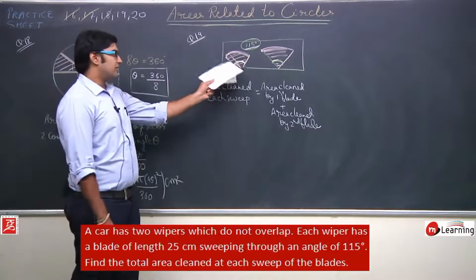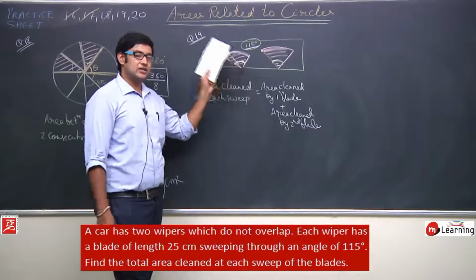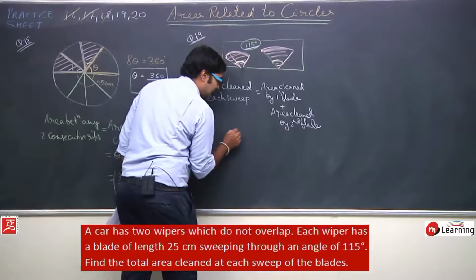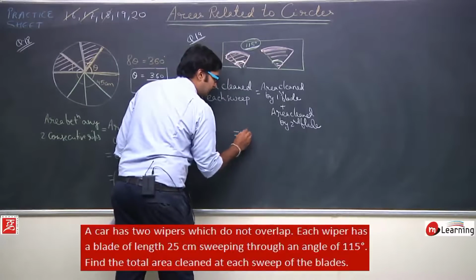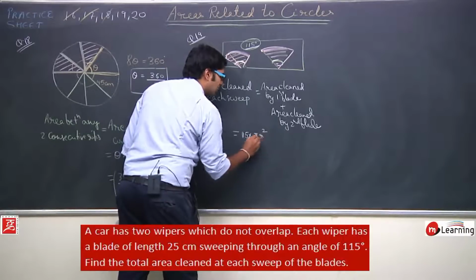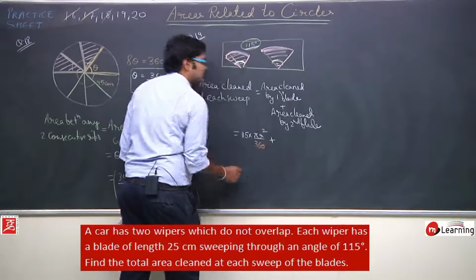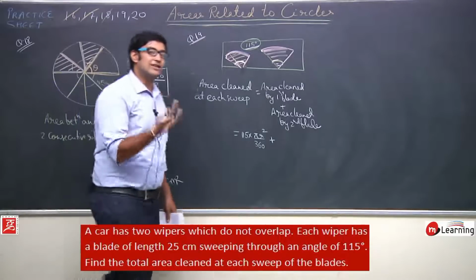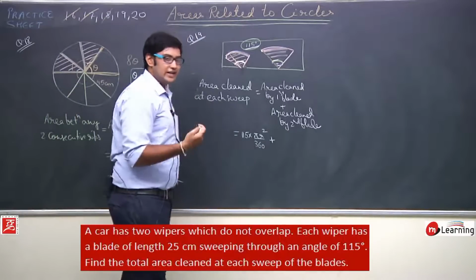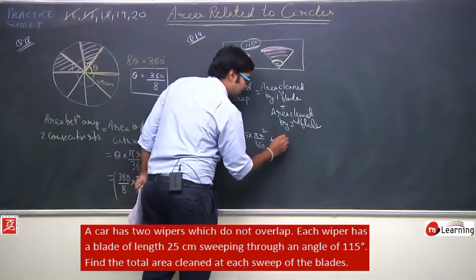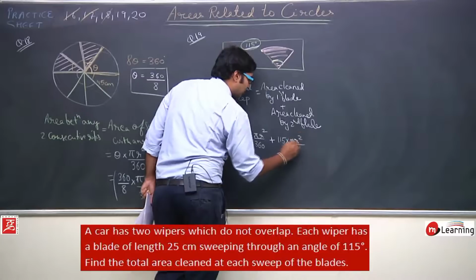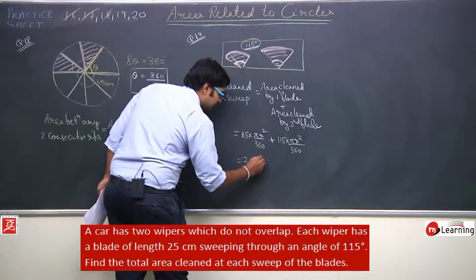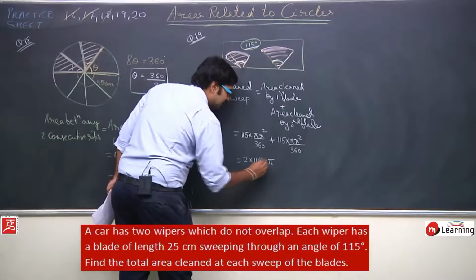Area cleaned by first blade will be the area of sector whose angle is 115 degrees. So, for first blade I can write it will be theta is 115 into pi r square upon 360 plus for the second blade, again the second blade also covers an angle of 115 degrees. So, again the area will be 115 into pi r square upon 360. So, this will become 2 times 115 into pi into radius.